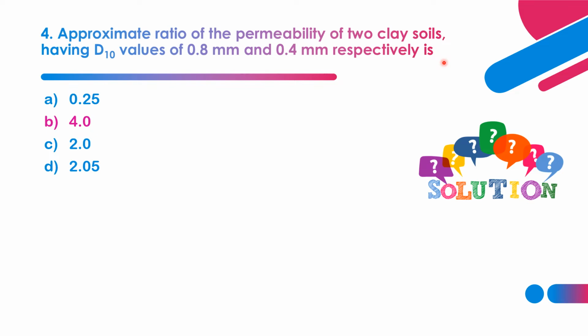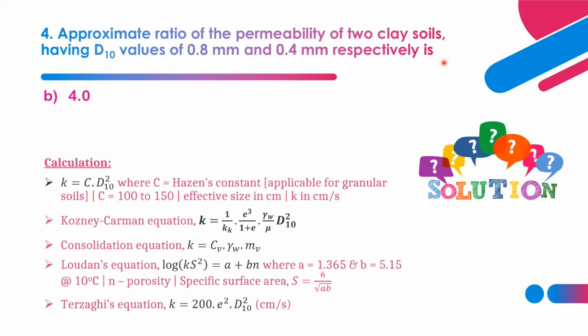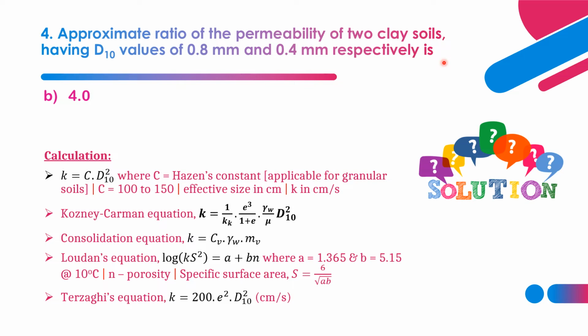We have to calculate the ratio of permeability by using just the D10 value, because we know that particle size will affect the permeability of the soil. So here the answer, that is the ratio of permeability of those two clay soils, is 4. Now we shall see how it is calculated.